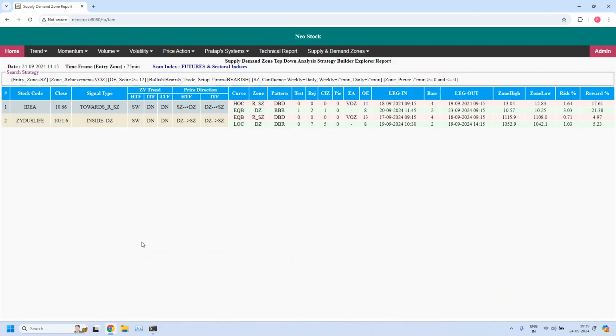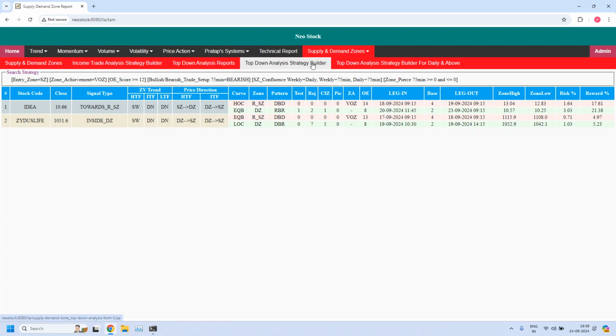Let's verify. 2 stocks are filtered, and both of these 2 stocks are having LTF, ITF, HTF confluence. That means 75 minute zone is part of the daily zone, 75 and daily together again part of the weekly zone, and weekly trend is sideways, so no need to look for EMA confluence. Okay, this is about bearish trade setup for weekly income trade.